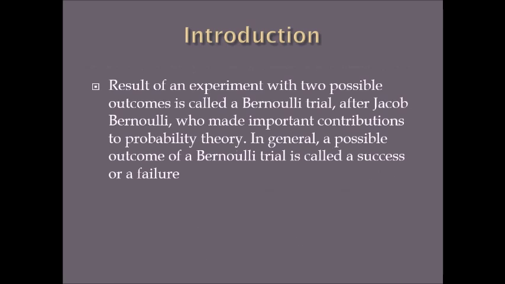The result of an experiment with two possible outcomes is called a Bernoulli's trial. For example, when we flip a coin, there are only two possible results, either head or tail. It is named after Jacob Bernoulli, who made important contributions to probability theory. In general, a possible outcome of a Bernoulli's trial is called a success or a failure.